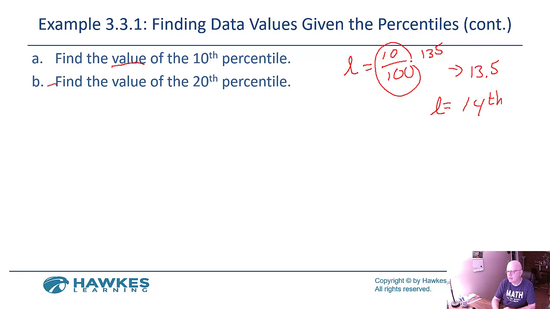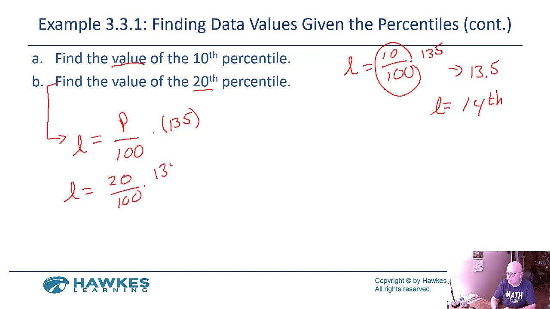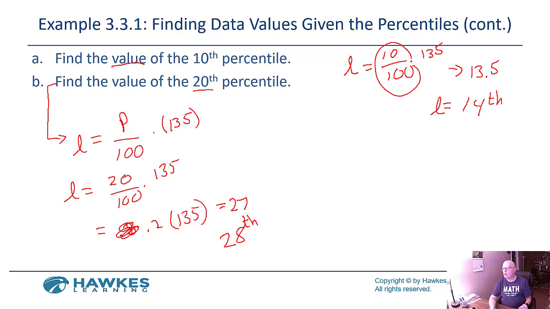Let's check out the second one while we're at it to see where we would find this one. L equals P, the percentile, over 100, always 100, and we've got 135 for this one. We want the 20th percentile, so the one we're looking for is 20 over 100 times 135. That's 0.2 times 135. That gives you 27. Notice that comes out even. But the second rule says if it comes out even, bump it up one. So we want the 28th item in the list. All right, so we need the 14th for part A, and we need the 28th for part B.